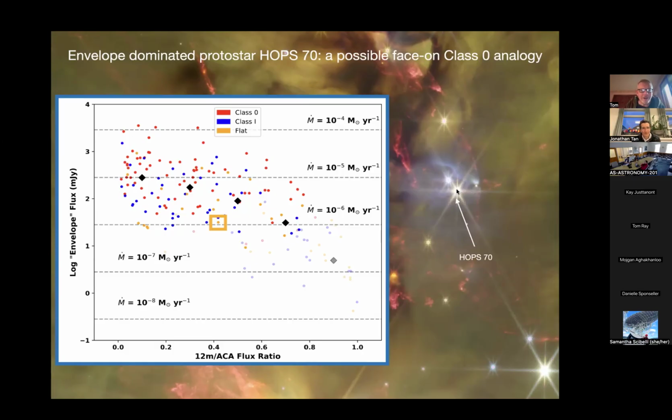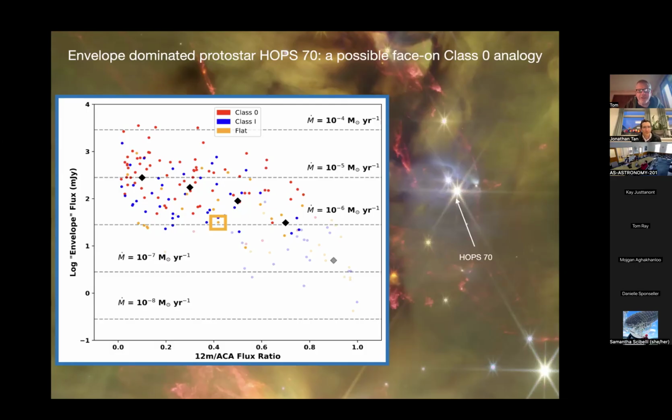And the diagram on the left is from a paper by Sam Fetterman, showing that this object in the little circle actually has a fairly high envelope mass and a fairly high envelope-to-disk ratio, comparable to Class 0 objects that we have seen.